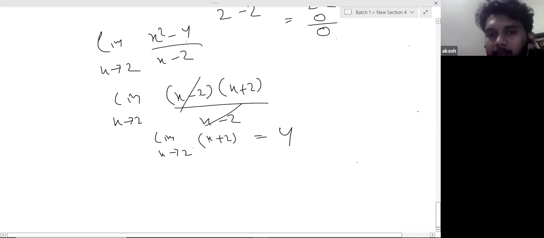What I did was cancel the common factor which makes this 0 by 0. That is why this method is called the factorization method. But we still use direct substitution. Always put the value first. Then if you are getting 0 by 0 or 1 by 0 or something like that, then change something, then again put the value of x directly until you get the real value. All right. This is clear, Gautam? Shavya, this is clear?